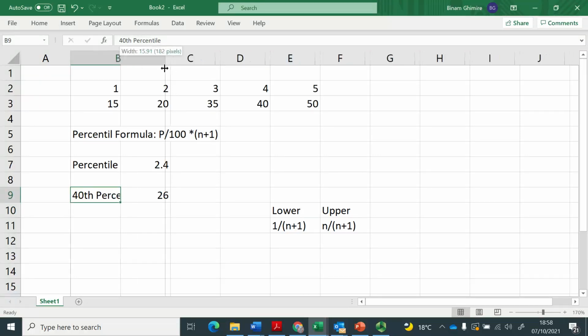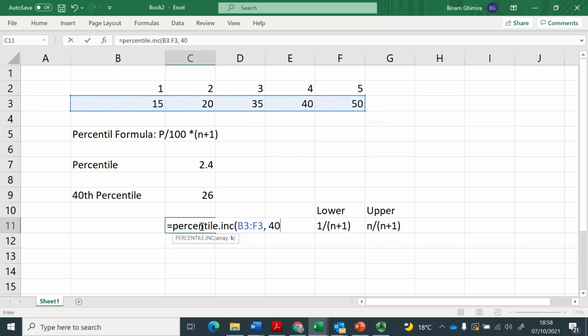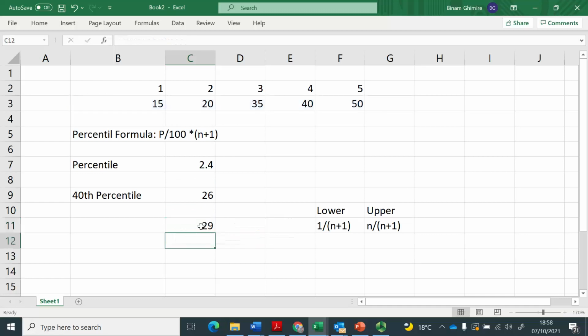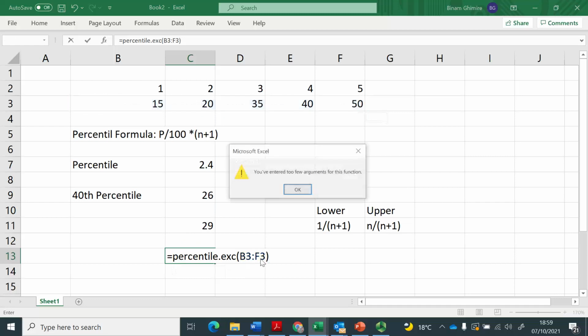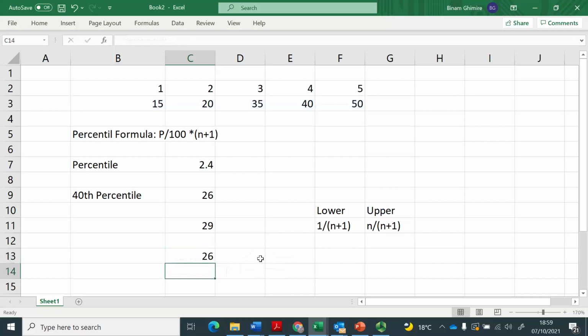Now if I apply the Excel function equal percentile.inc, which takes all the numbers here, then I can highlight like this and say 40%, and I'm going to get the answer. So the answer I'm getting is 29. But now I'm going to make use of the percentile.exc function, then see what answer I will get. And this time I should get 26. And kth percentile is what I need to type in, and I get 26.